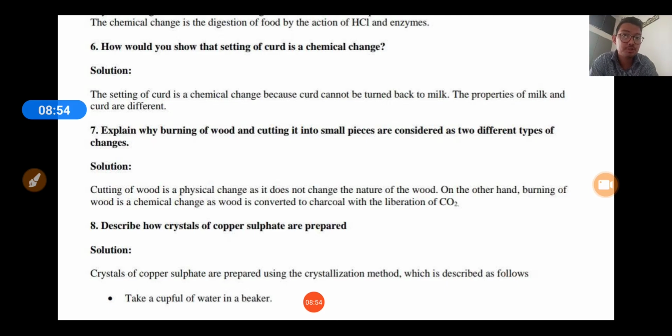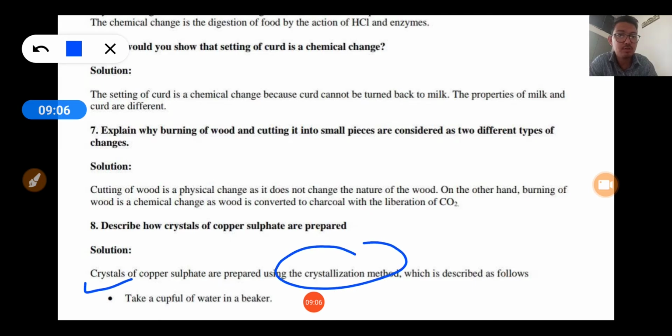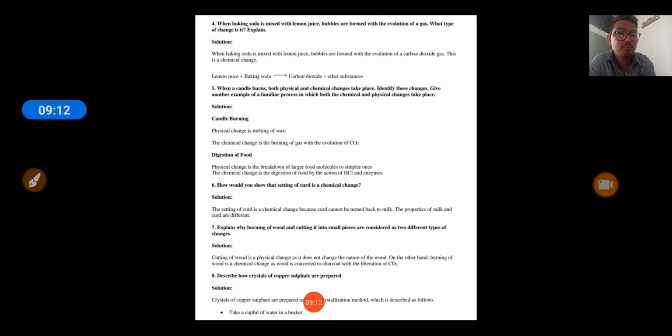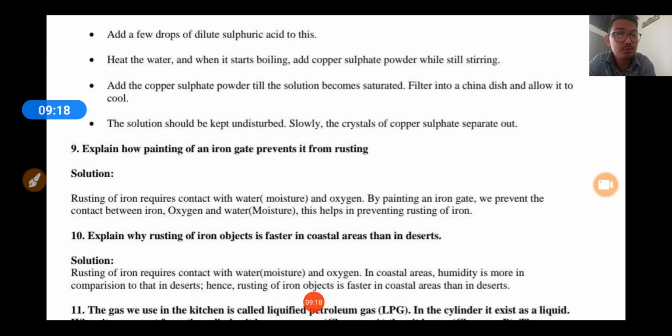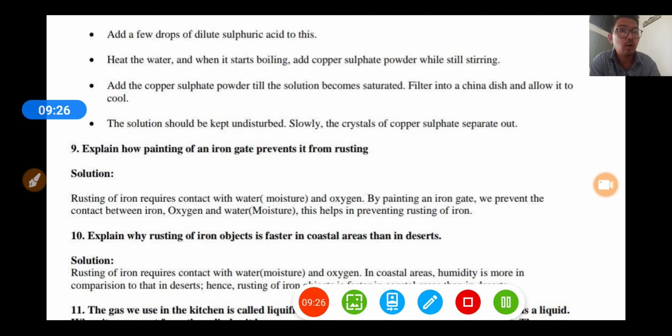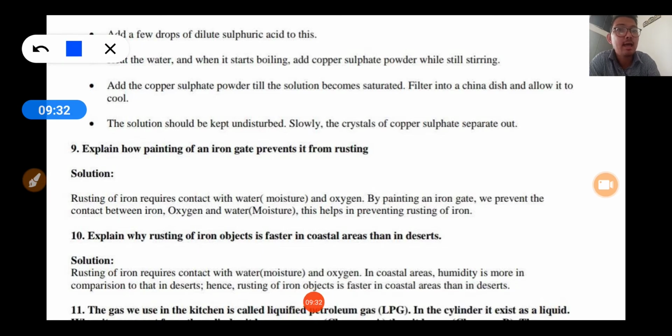Question number 8, describe how crystals of copper sulfate are prepared. So we have discussed in the chapter, crystals of copper sulfate are prepared by the crystallization method. The steps involved: first, take a cup full of water in a beaker. Next, add a few drops of dilute sulfuric acid to it. Next, start boiling, and then add copper sulfate powder while stirring, till it becomes saturated.